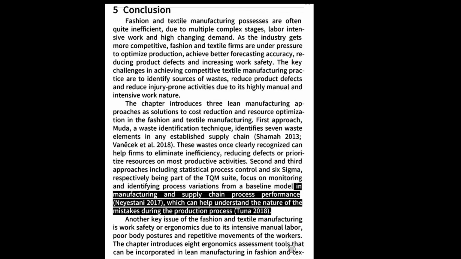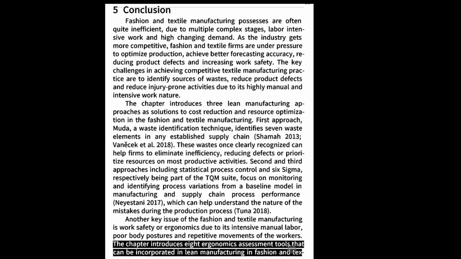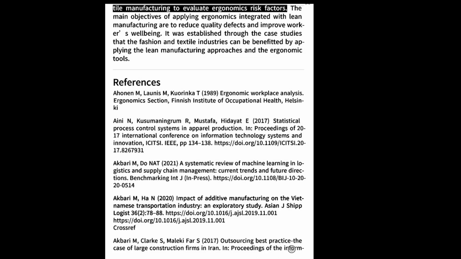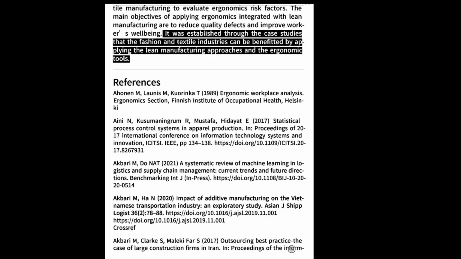production process, Tuna 2018. Another key issue of fashion and textile manufacturing is work safety or ergonomics due to its intensive manual labor, poor body postures and repetitive movements of the workers. The chapter introduces 8 ergonomics assessment tools that can be incorporated in lean manufacturing in fashion and textile manufacturing to evaluate ergonomics risk factors. The main objectives of applying ergonomics integrated with lean manufacturing are to reduce quality defects and improve workers' well-being. It was established through the case studies that the fashion and textile industries can be benefited by applying the lean manufacturing approaches and the ergonomic tools.